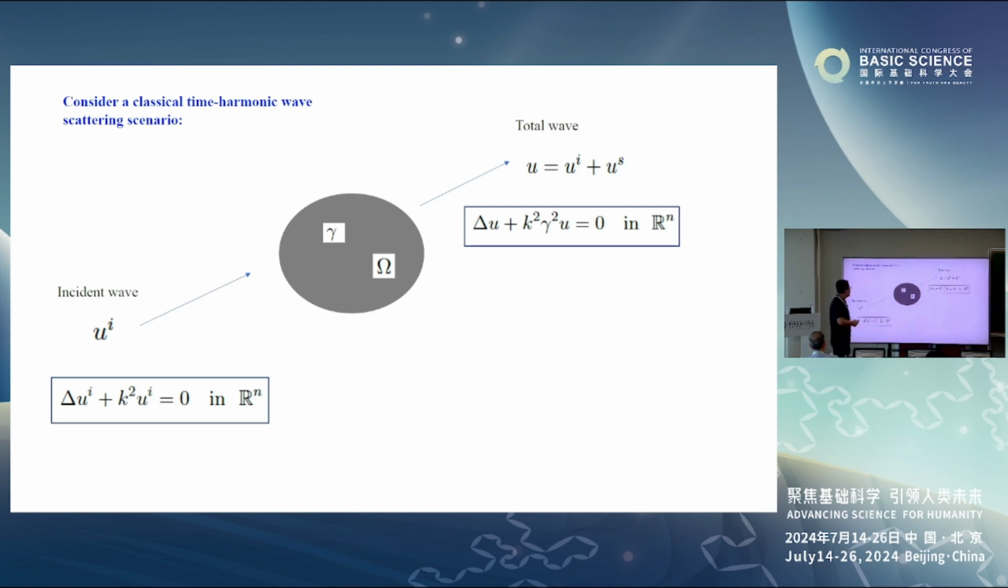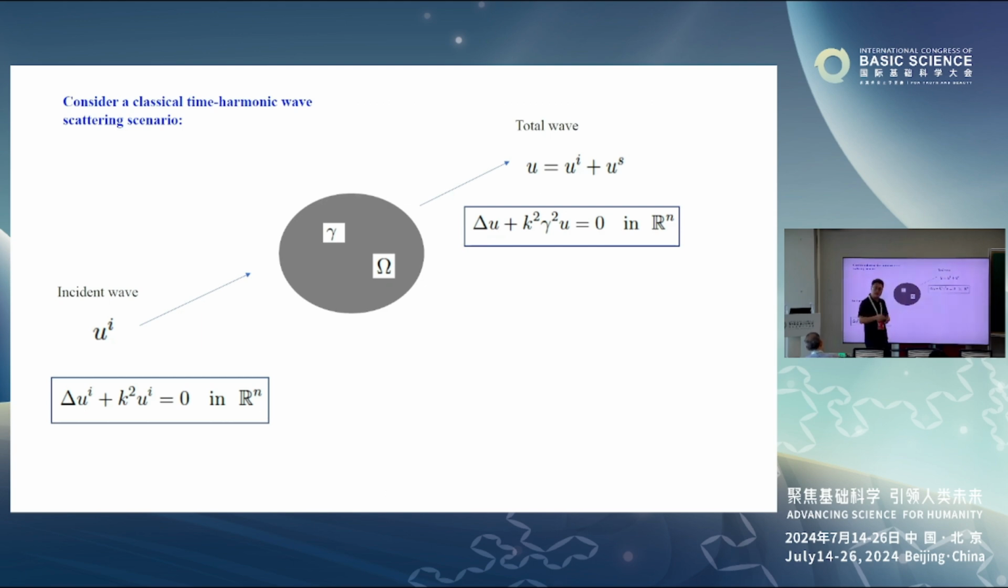Now let's consider a classical time harmonic wave scattering scenario. We have an incident wave, governed by the simple time harmonic wave equation: Laplace u plus k squared u is 0, where k is the wave frequency. And we have a scatterer, characterized by its domain omega and its refractive index gamma. When the incident wave meets the scatterer, it generates a perturbation, the so-called scattered wave, and we consider the linear wave.